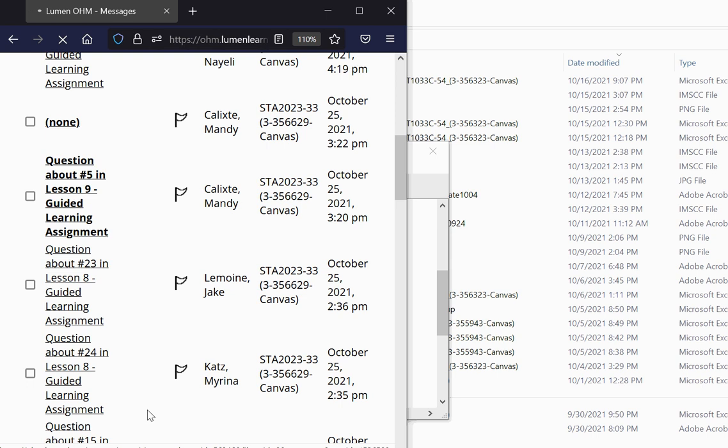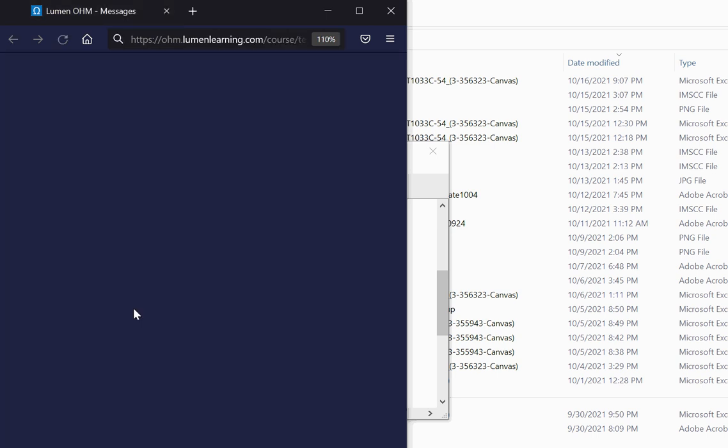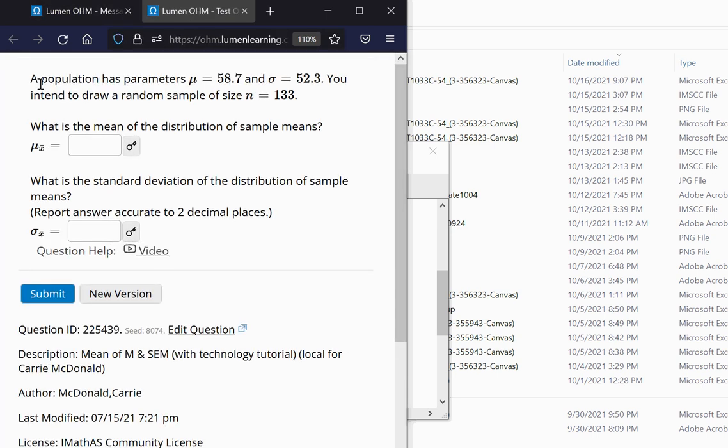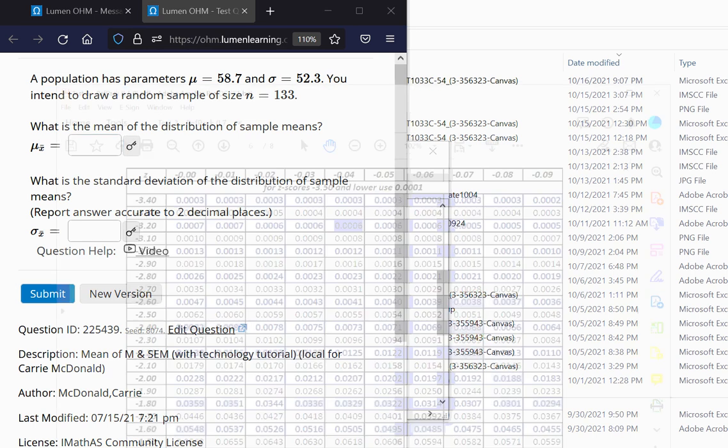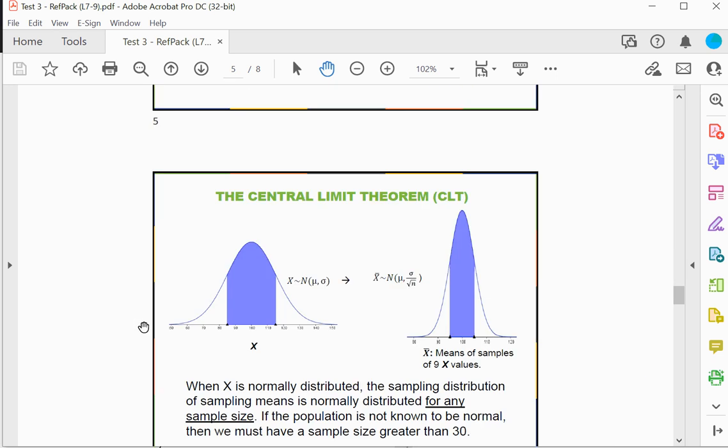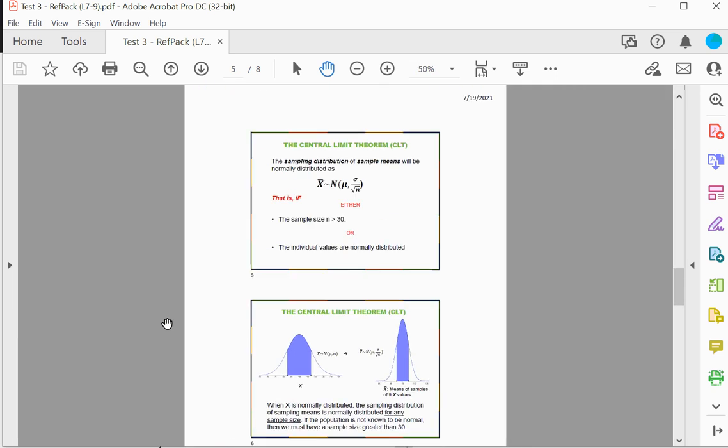And then we have one question from lesson 9. The population has parameters mu, mean 58.7, and sigma, the standard deviation, 52.3. You intend to draw a sample of size 133. What is the mean of the distribution of the sample means? Okay, this is using the central limit theorem, which is explained here.